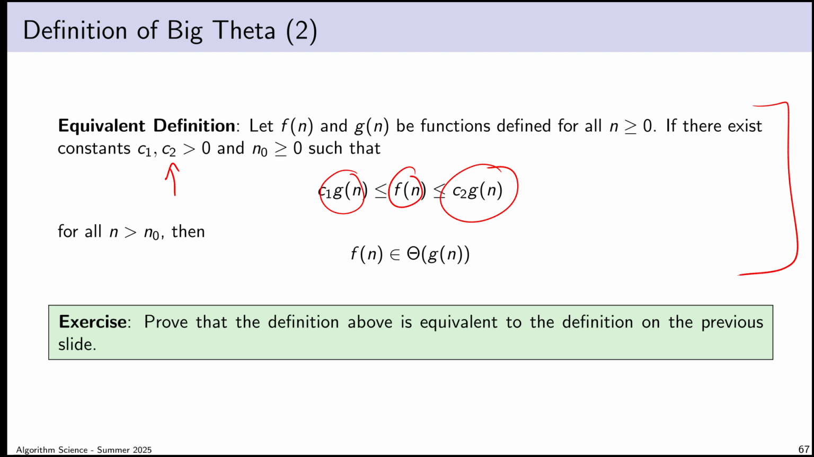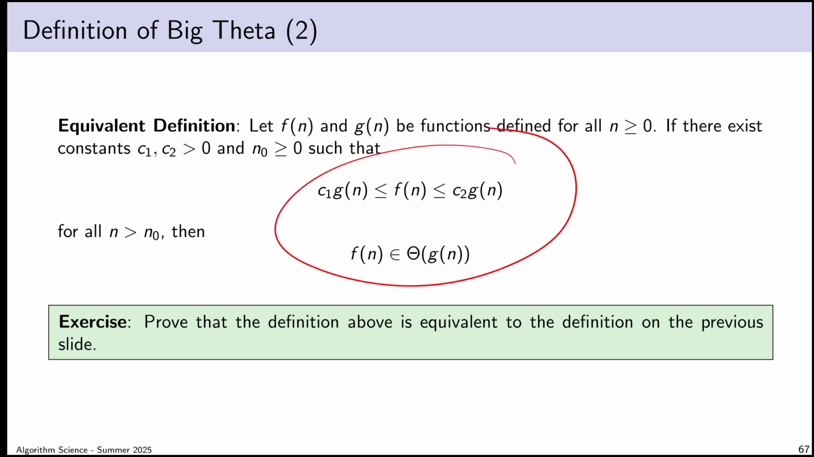The exercise here, which you can take a look at and might be worth doing at some point in this course, is to prove that this definition is equivalent to the one in the previous slide. I'll give you this much of a hint: if you read into this, you realize it looks a lot like a combination of the definitions of big omega and big O. So prove that that's essentially what's going on here.